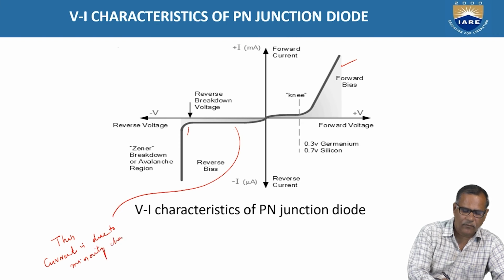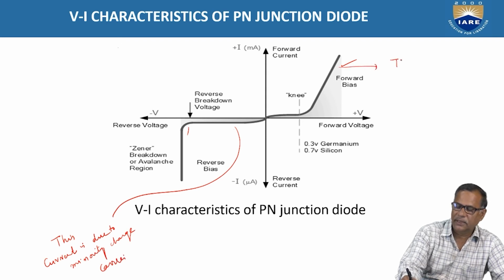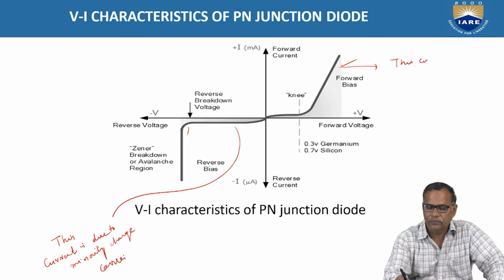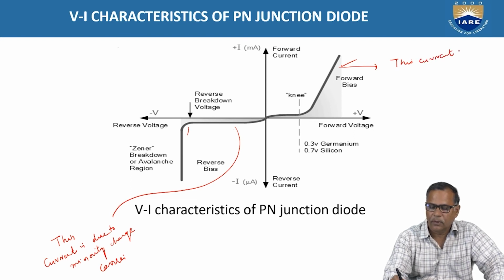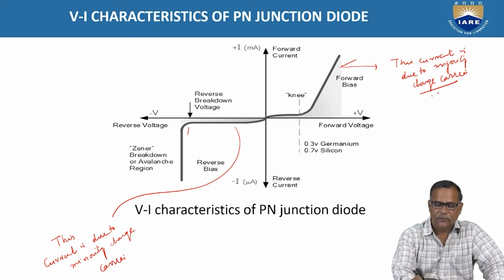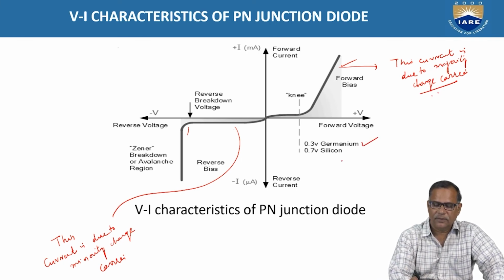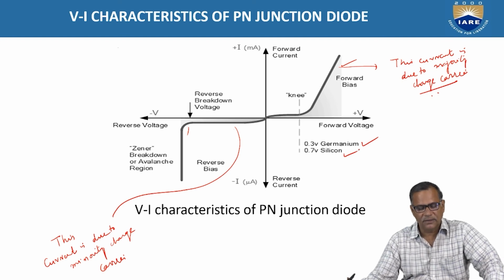This current is due to minority charge carriers, and this current is due to majority charge carriers. Okay. So this cut-in voltage is 0.3 volts for germanium and 0.7 volts for silicon.